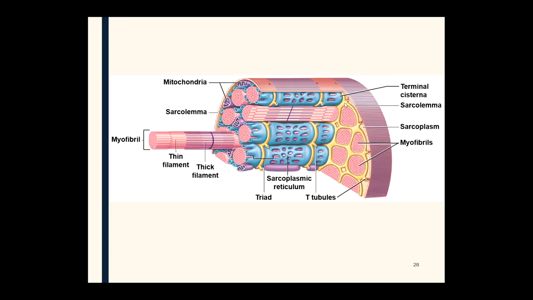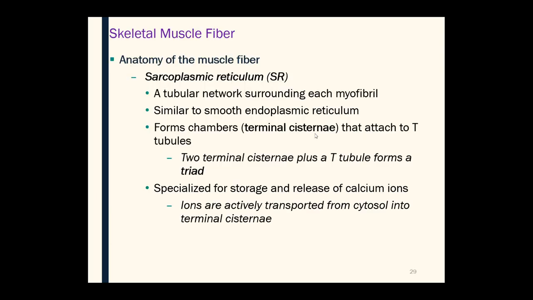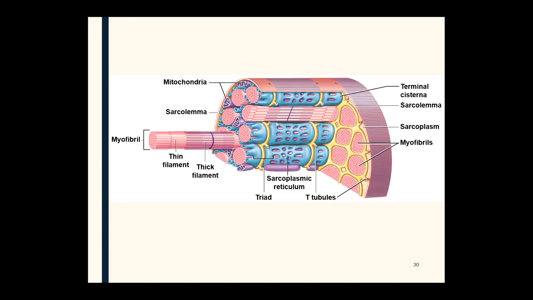Again, it will be all these yellow tubes coming down, and they're sending the electrical impulse right into the middle of the cell. And here it is. It's just cut right here. Cut, cut. It would be continuous here. Now, there's another structure very similar to the endoplasmic reticulum that we looked at when we looked at a regular cell, very similar to the smooth ER. This is a tubular network that surrounds each myofibril.